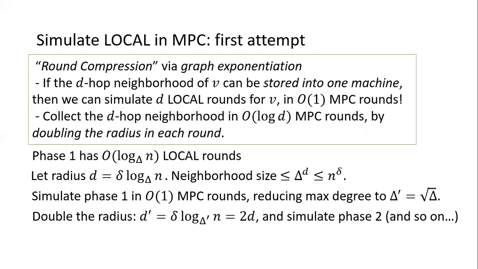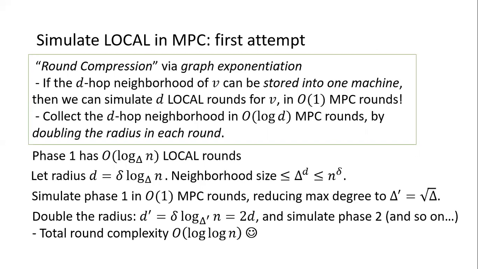Since the maximum degree becomes smaller, we can collect the neighborhoods with a larger radius without violating the local memory restriction. So we can double the radius in a constant number of rounds and then simulate the next phase also in a constant number of rounds, and so on. So every phase has a constant number of MPC rounds except for the first one, which needs log n rounds to collect the initial neighborhood. There are log delta phases in total, so the total round complexity is log n.